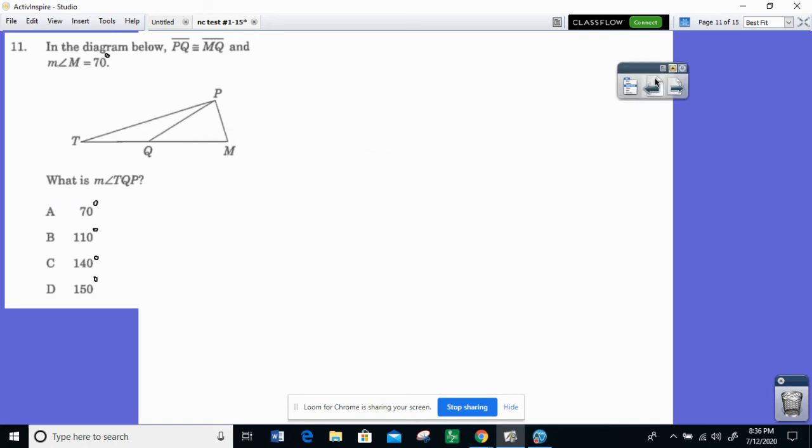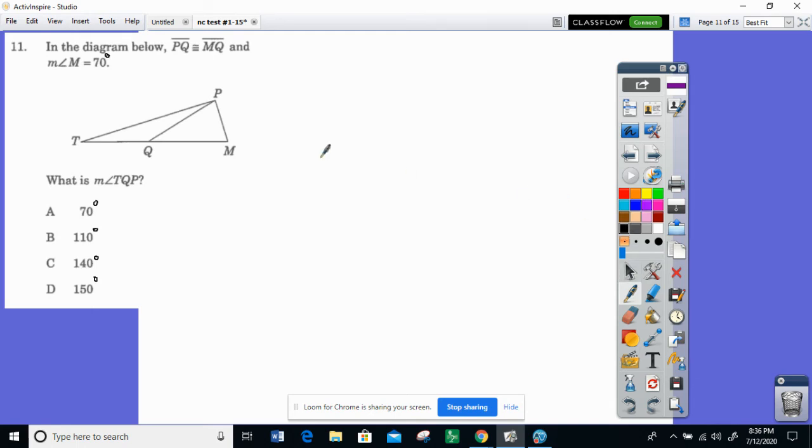All right, let's look at number 11. In the diagram below, the length of segment PQ equals the length of segment MQ, and the measure of angle M equals 70 degrees. Well, we've seen this earlier with isosceles triangles. In isosceles triangles, the angles across from the congruent sides are congruent. So if angle M measures 70 degrees, so does angle PQM.